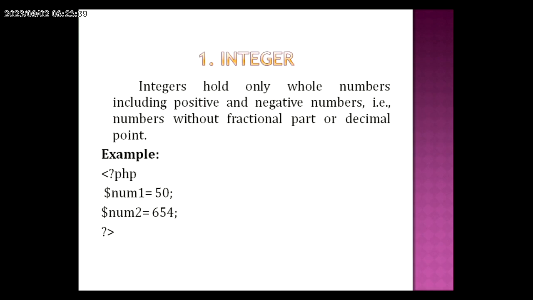The first one is integer. So integer is nothing but numbers, the whole numbers. Integers hold only whole numbers including positive and negative numbers, that is numbers without a fractional part or decimal point. So for example, we assign number1 is equal to 50 and number2 is equal to 654.